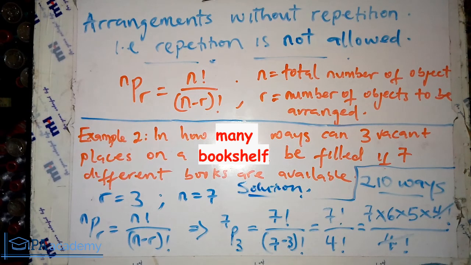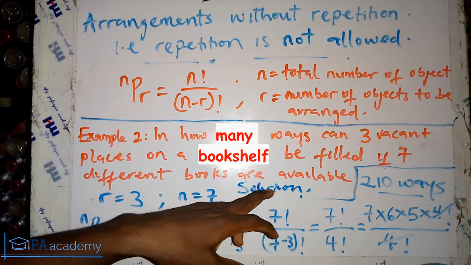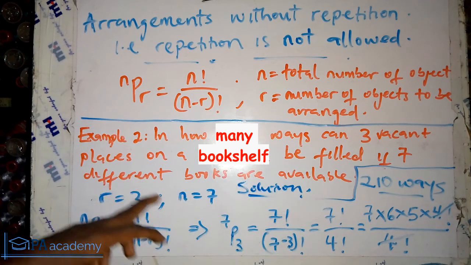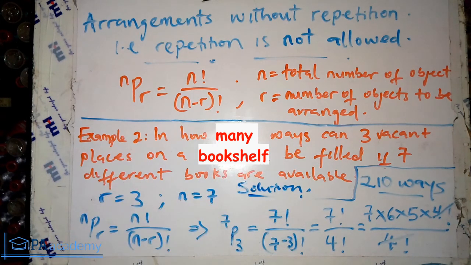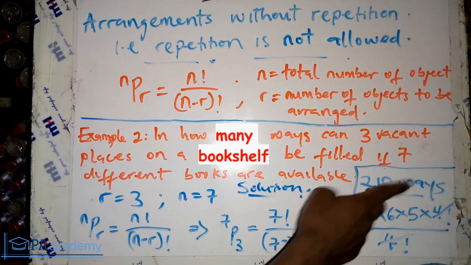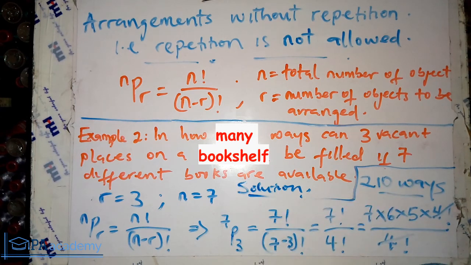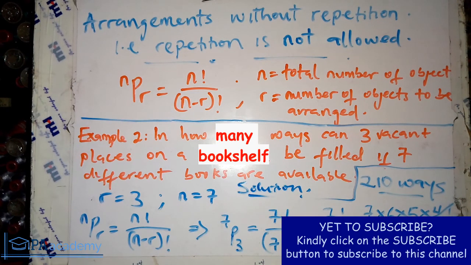So that means 3 vacant places on a bookshelf, in how many ways can 3 vacant places on a bookshelf be filled if 7 different books are available? That's 210 ways. So that is it for this part of the video. In the next part, we are going to be looking at more examples under arrangements with repetition.